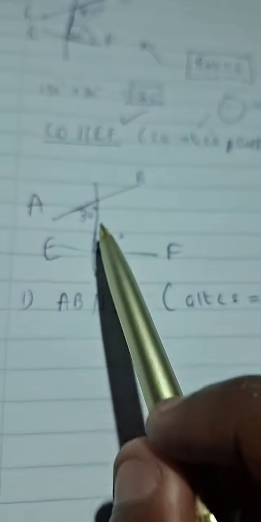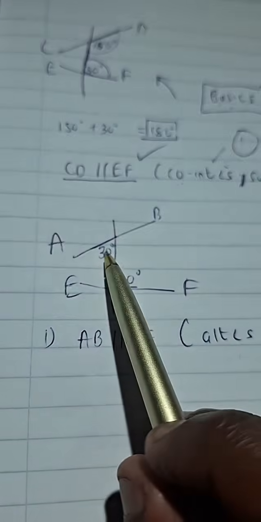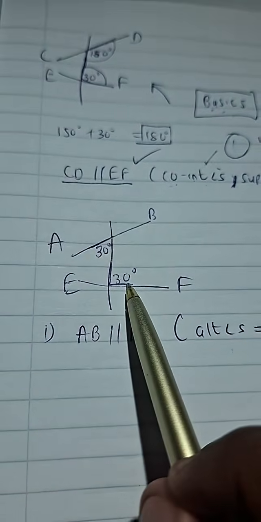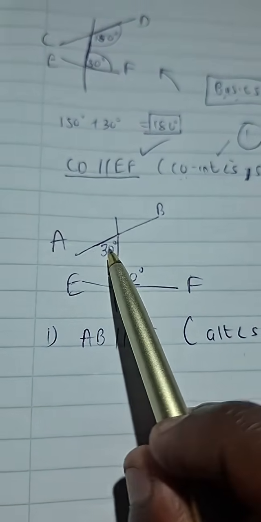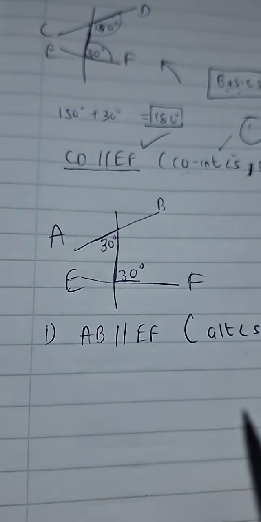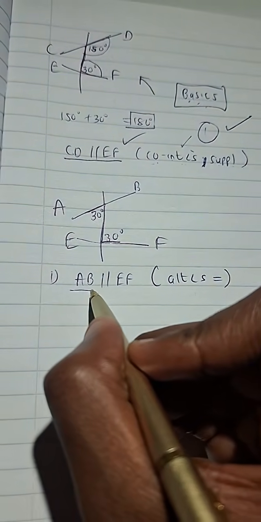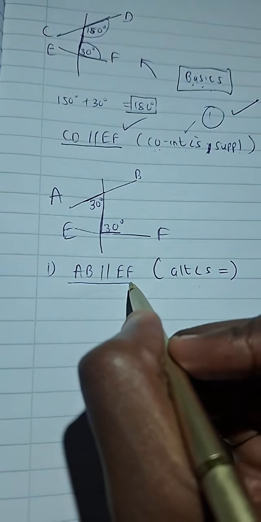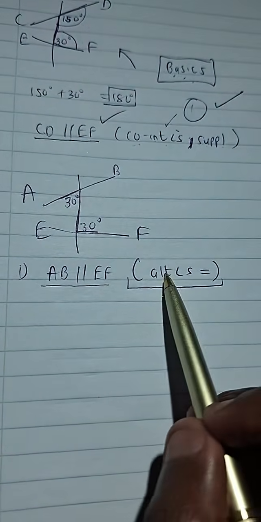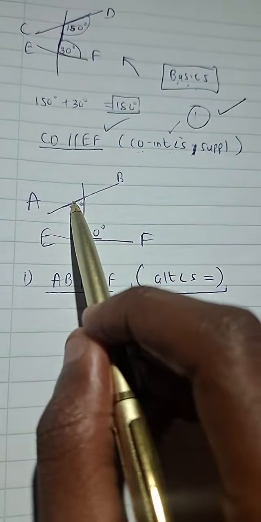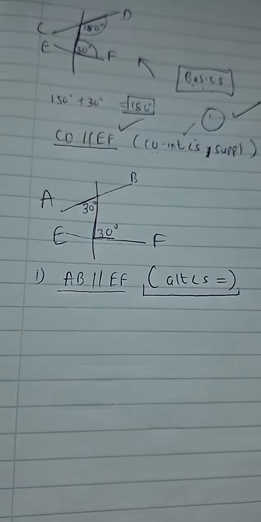Once we find alternate angles, angles that are in the Z-shaped position, and we identify those angles as being equal, then it means we can conclude and say AB is parallel to EF. What is the reason? It is because we see these alternate angles, which are equal to each other.